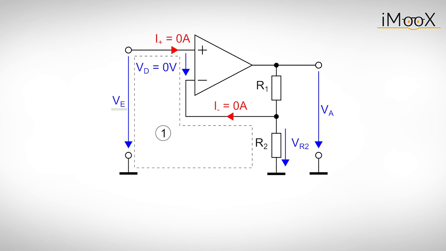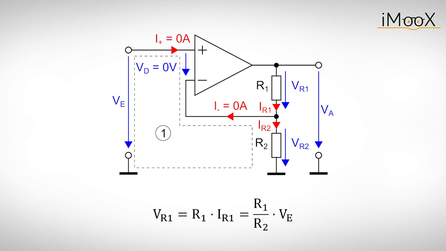Now we can relate the input voltage, the differential mode voltage, and the voltage drop on resistor R2 according to loop 1. Since VD is 0 volts, the voltage drop on R2 equals the input voltage. This allows us to determine the current flowing through R2. With I- being 0 amps, the currents through both resistors are equal. We obtain the voltage drop on R1 via Ohm's law.